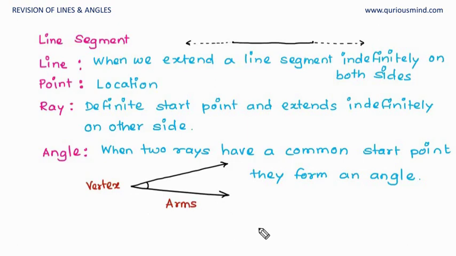When a line passes through 3 or more points, these points are called collinear points. So the same line passes through 3 or more points, then these 3 points are called collinear points.